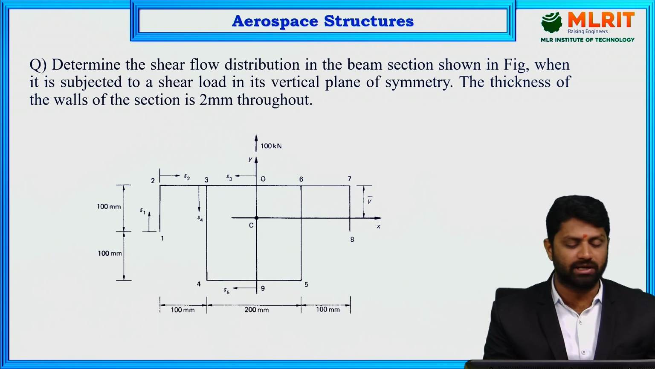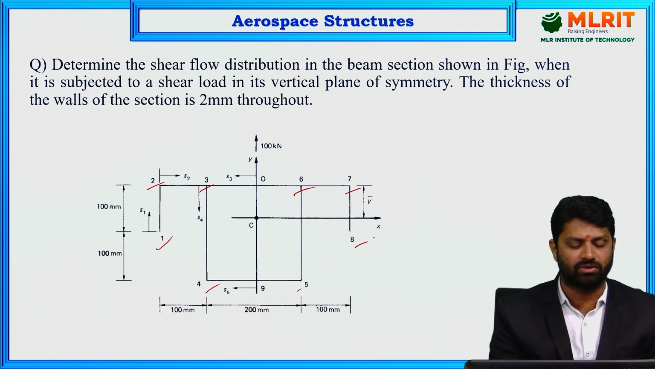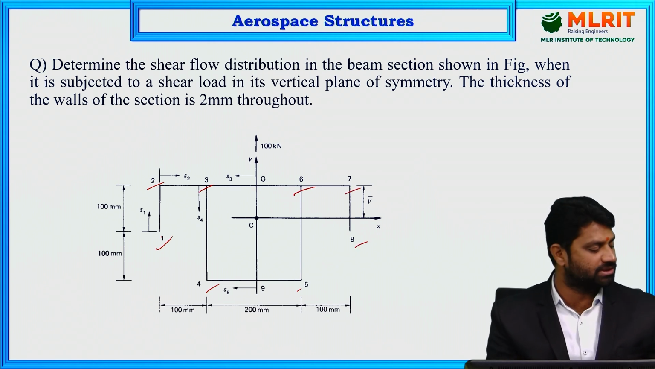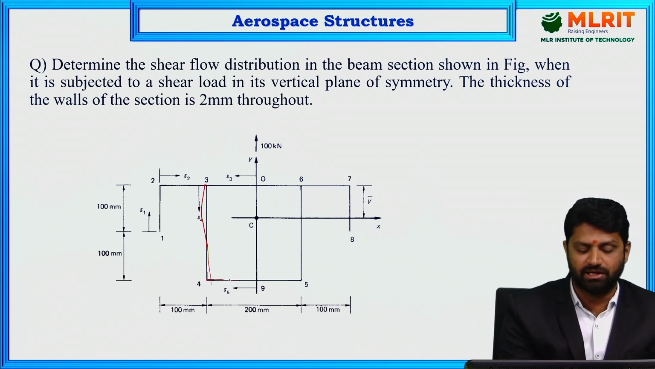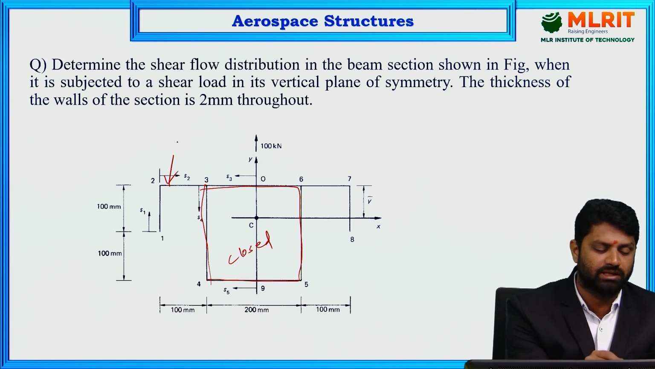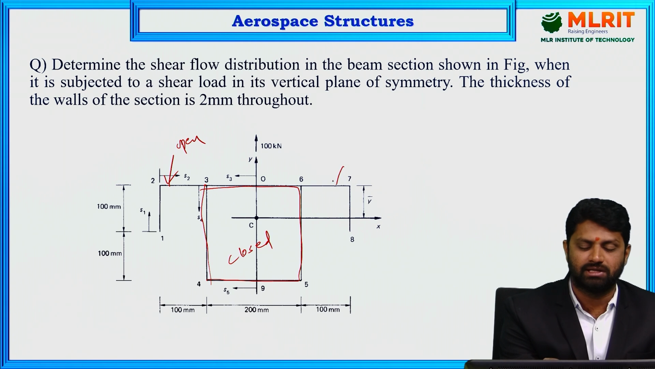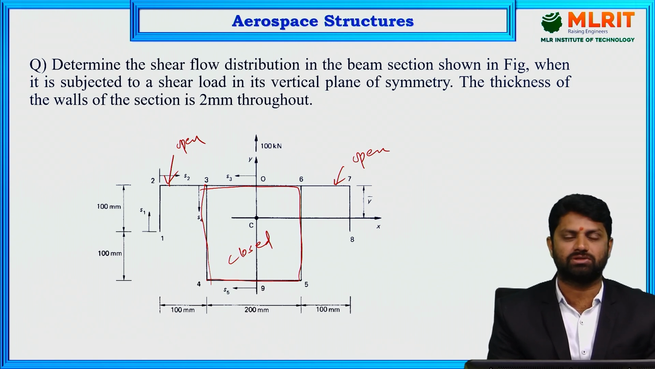Now if you look at the diagram, there are panels 1, 2, 3, 4, 5, 6, 7, 8. So this is also a combined open and closed section beam, in which the panels 3, 4, 5, 6 are regarded as the closed section, whereas 1, 2, 3 is regarded as one open section, and 6, 7, 8 is regarded as another open section. So combinedly it is one closed section followed by two open sections. So it is a combination of both open and closed section beams.